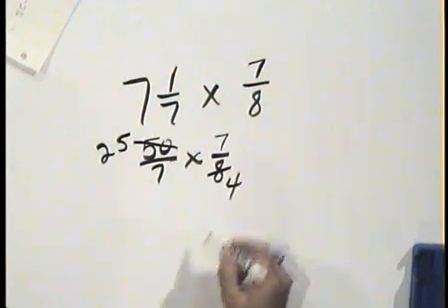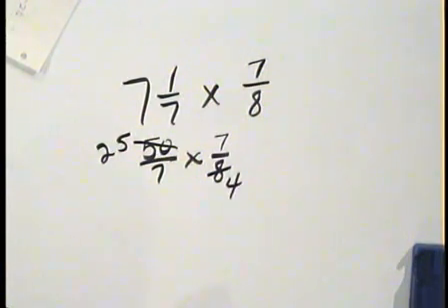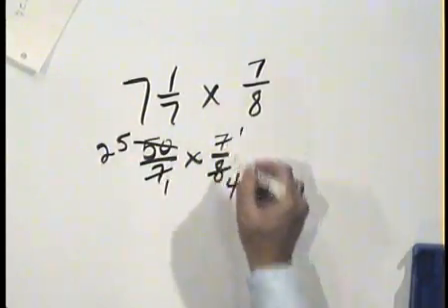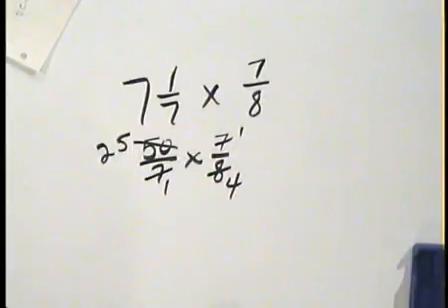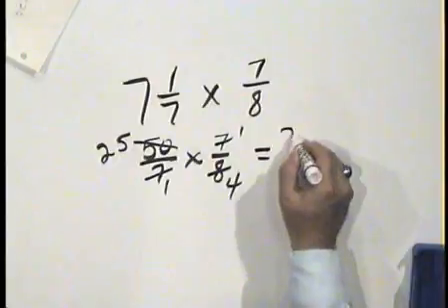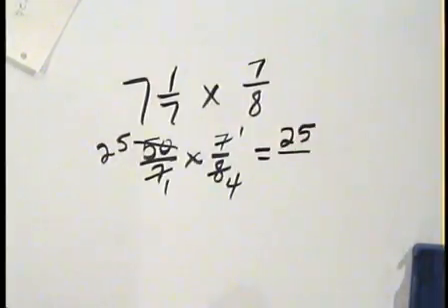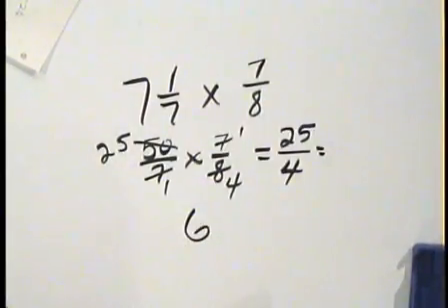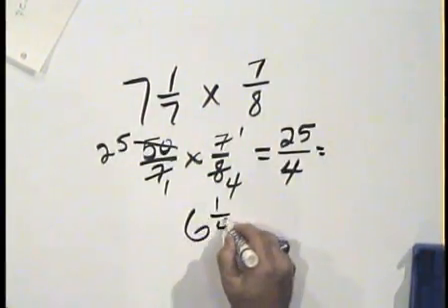25 and 4. And I cannot cancel 25 and 4 any further. Is there a number to divide 7 and 7? Well, obviously, yes, 7. So I can cancel, and I get 1 and 1. And now I multiply across. Numerator times numerator, 25. Denominator times denominator, 4. Improper fraction, so I need to simplify. 4 divides into 25 6 times, with 1 left over, 6 1/4.